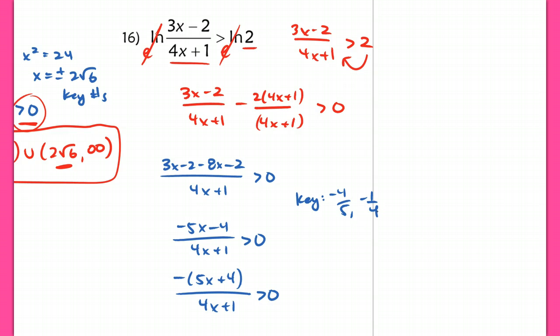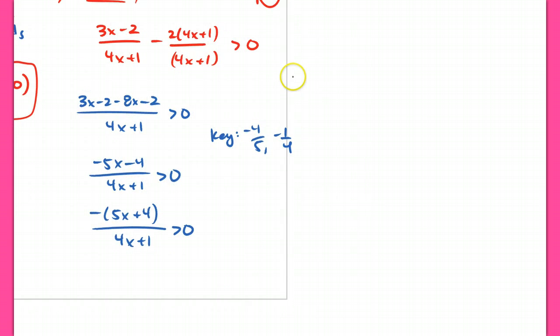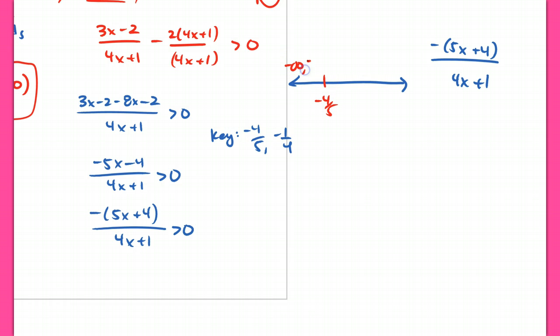So I am going to test this rational function. So I'm going to test negative 5x plus 4, the opposite of 5x plus 4 over 4x plus 1, using the intervals from negative infinity to negative 4/5, from negative 4/5 to negative 1/4, and from negative 1/4 to positive infinity. So these are the intervals that I want to test.